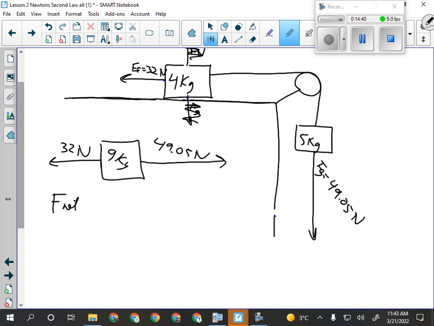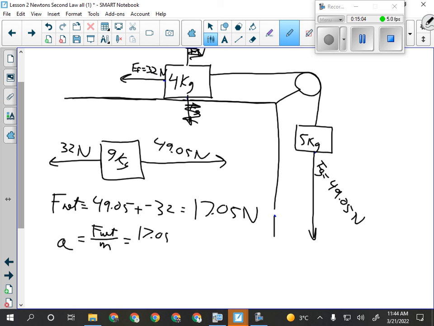Well, the net force ends up being 49.05 plus negative 32, which should give us 17.05 newtons worth of force. Can I calculate the acceleration now? What do I divide by, 5 or 9? 9, right. Okay, so the acceleration is F net divided by the mass of the system, so 17.05 divided by 9, so we're getting what, like 1.8? 1.89, but we only have one significant digit, so it's 2. Okay, meters per second squared.